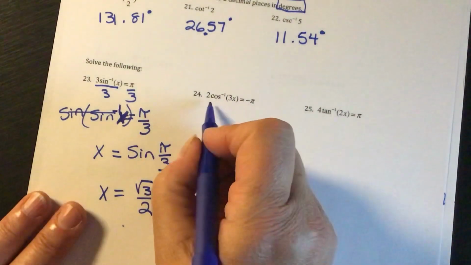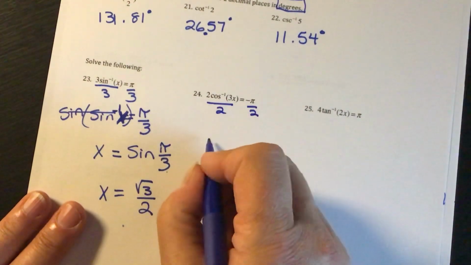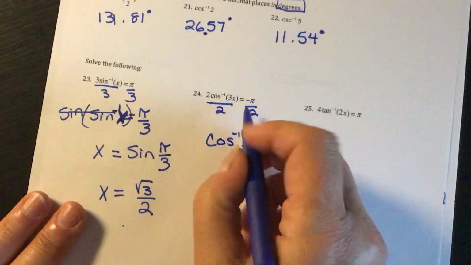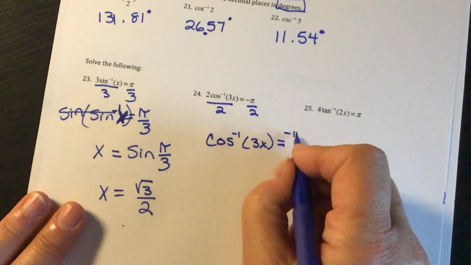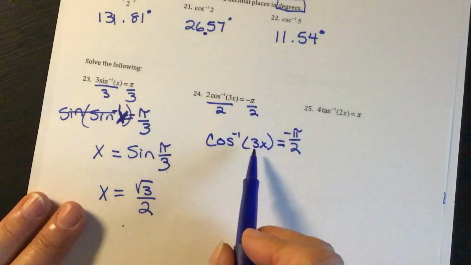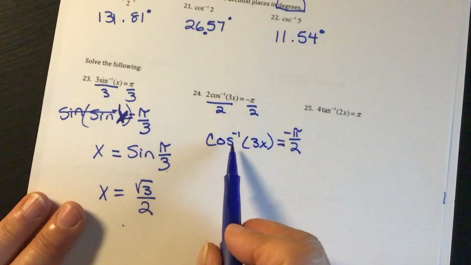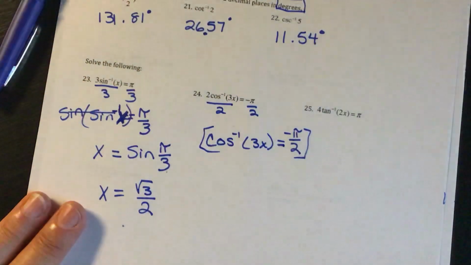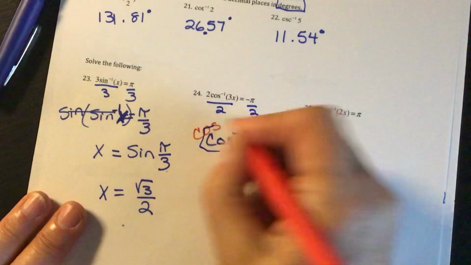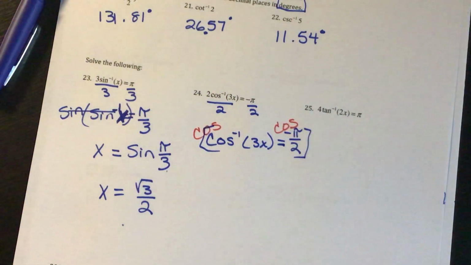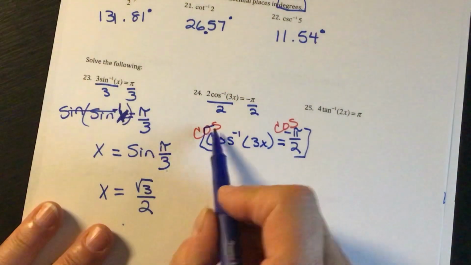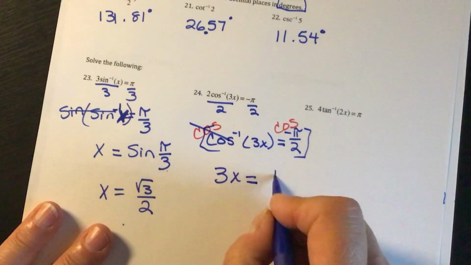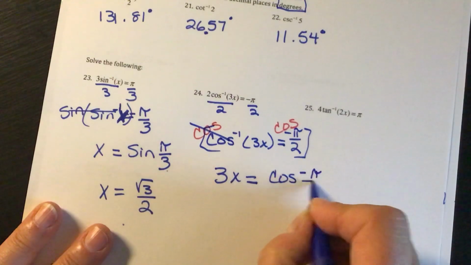On 24, first thing I'll do is divide by 2. So inverse cosine of 3x equals negative pi over 2. Now, before I can divide by 3, I have to get rid of this inverse cosine. So I'm going to cosine on both sides, and cosine will cancel with the inverse. And I have 3x equals cosine of negative pi over 2.